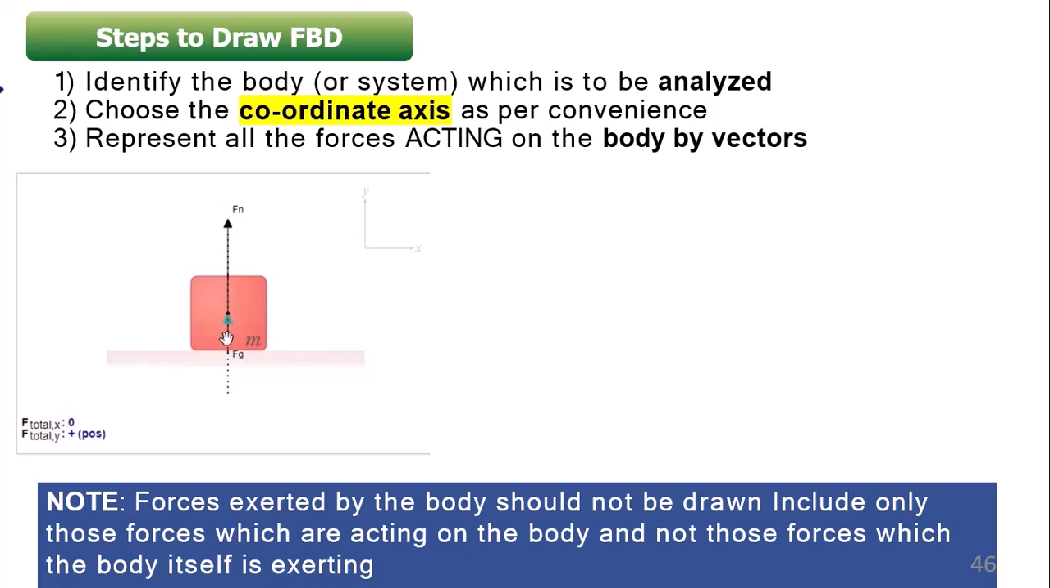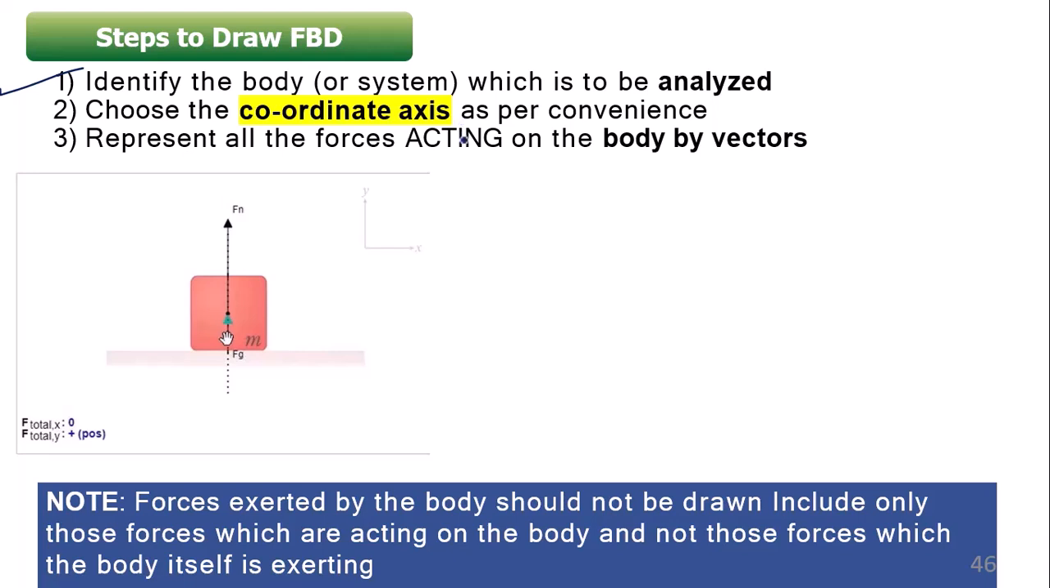So steps: identify the body or system which is to be analyzed. System is very, very important. Why? Because the system may be defined by us. I am the one responsible for defining a system. So how many bodies are taken inside the system is purely decided by myself.